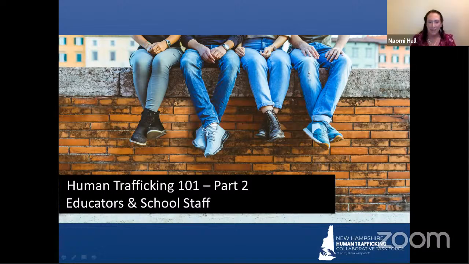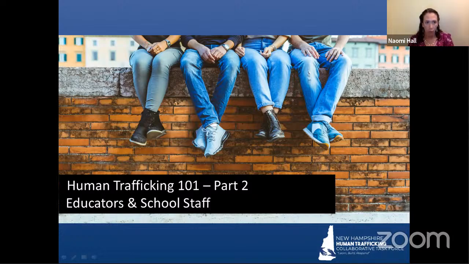Thank you, Molly. So as Molly said, this is the second part in a series of trainings. In the first part, we defined what human trafficking is and what it looks like in New Hampshire. And in this session, we'll look at the risk factors, the recruitment and control tactics, and indicators.